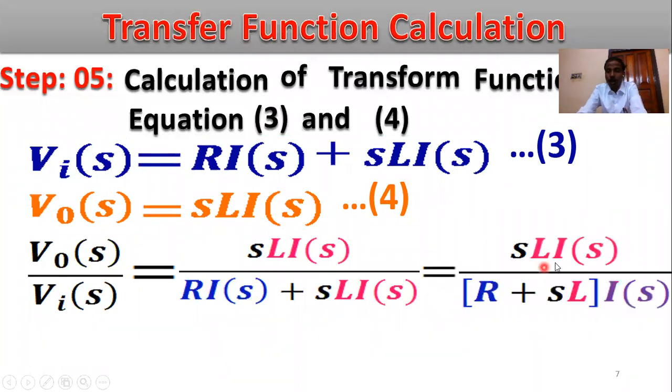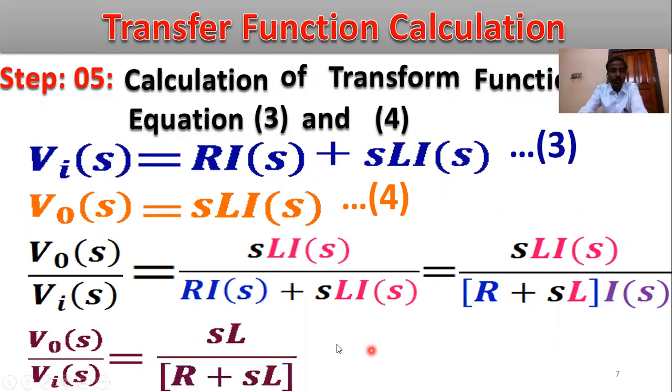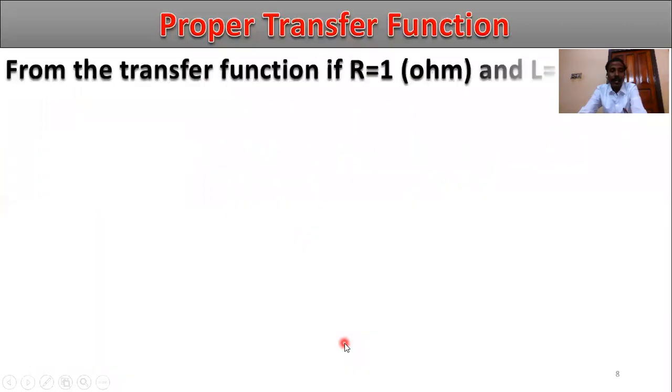This is equivalent to taking I(s) common, then cancel I(s), then ultimately V_o(s) by V_i(s) equals sL by R plus sL. This is the ratio between output voltage divided by input voltage, where all initial conditions are zeros.